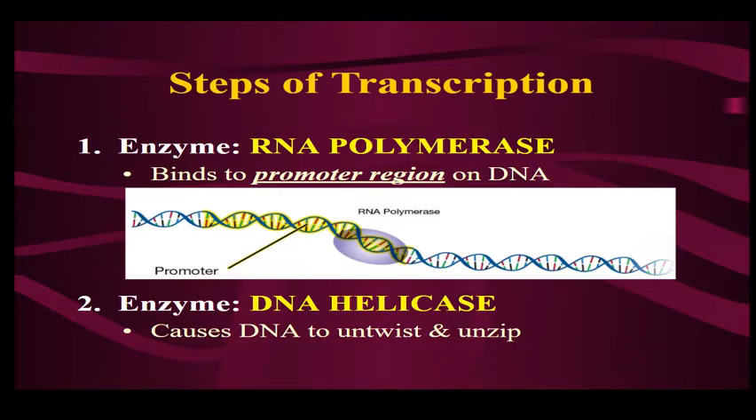So the first step of transcription uses the enzyme RNA polymerase. RNA polymerase will bind to a promoter region on DNA. The promoter region signals to RNA polymerase, this is where the gene starts, this is where you need to start copying. Second step, the enzyme DNA helicase causes DNA to untwist and unzip. Remember, DNA has the hydrogen bonds connecting the complementary bases, so it's very easy for DNA helicase to break those hydrogen bonds.